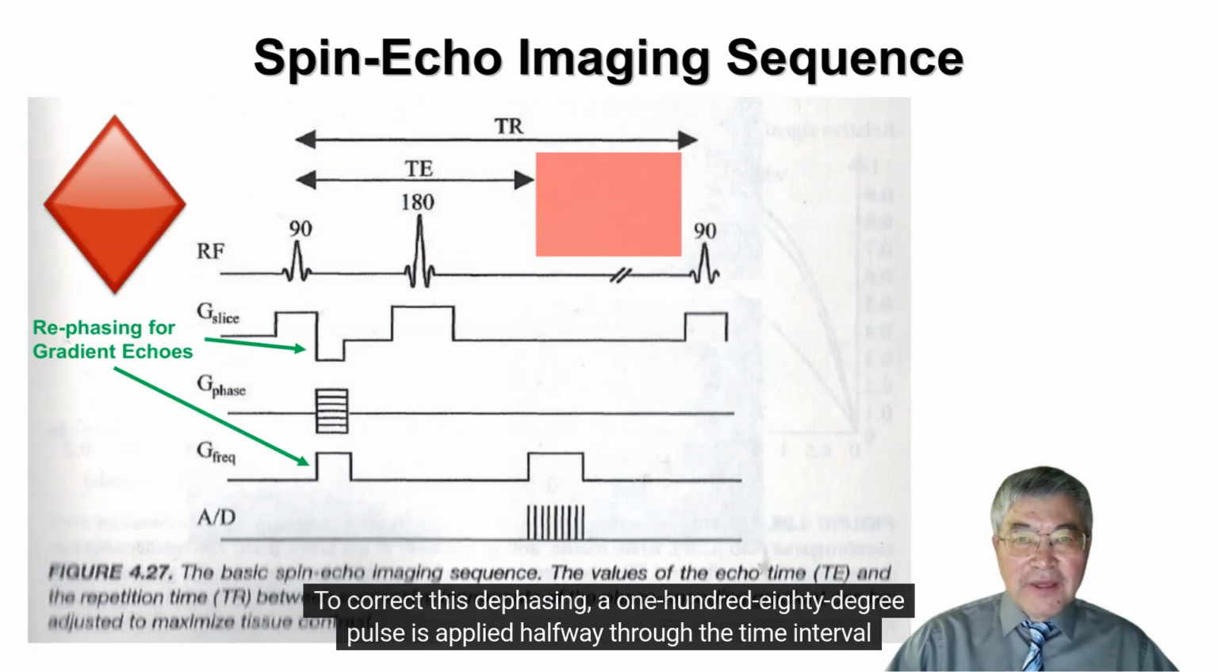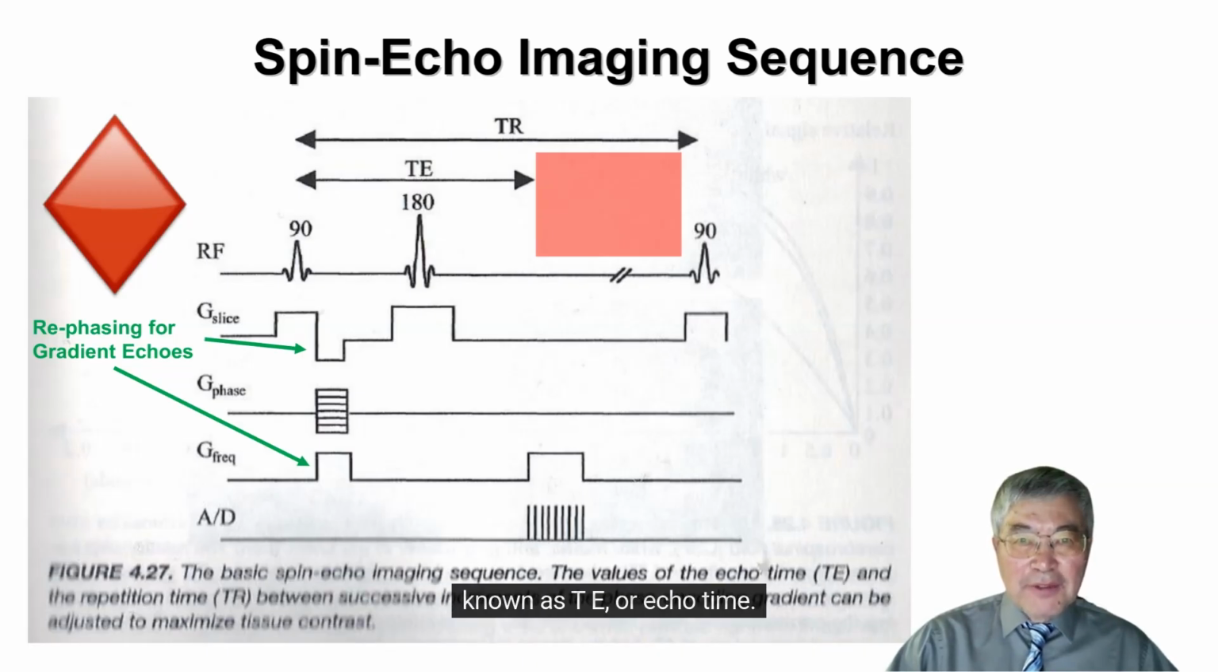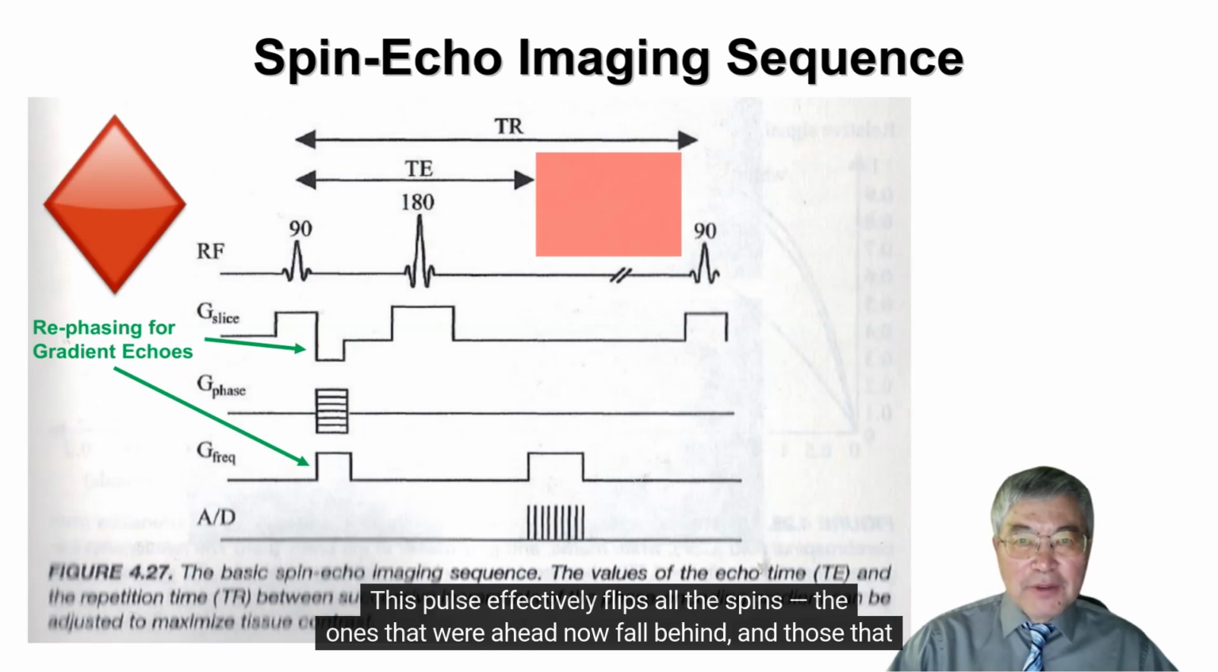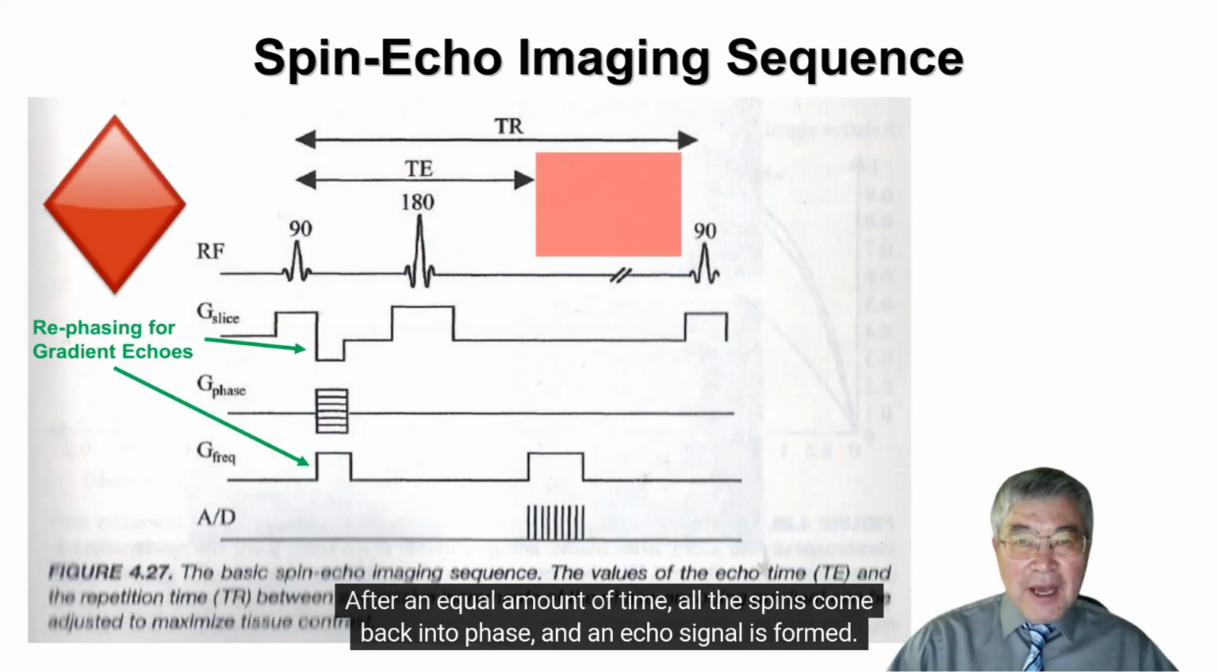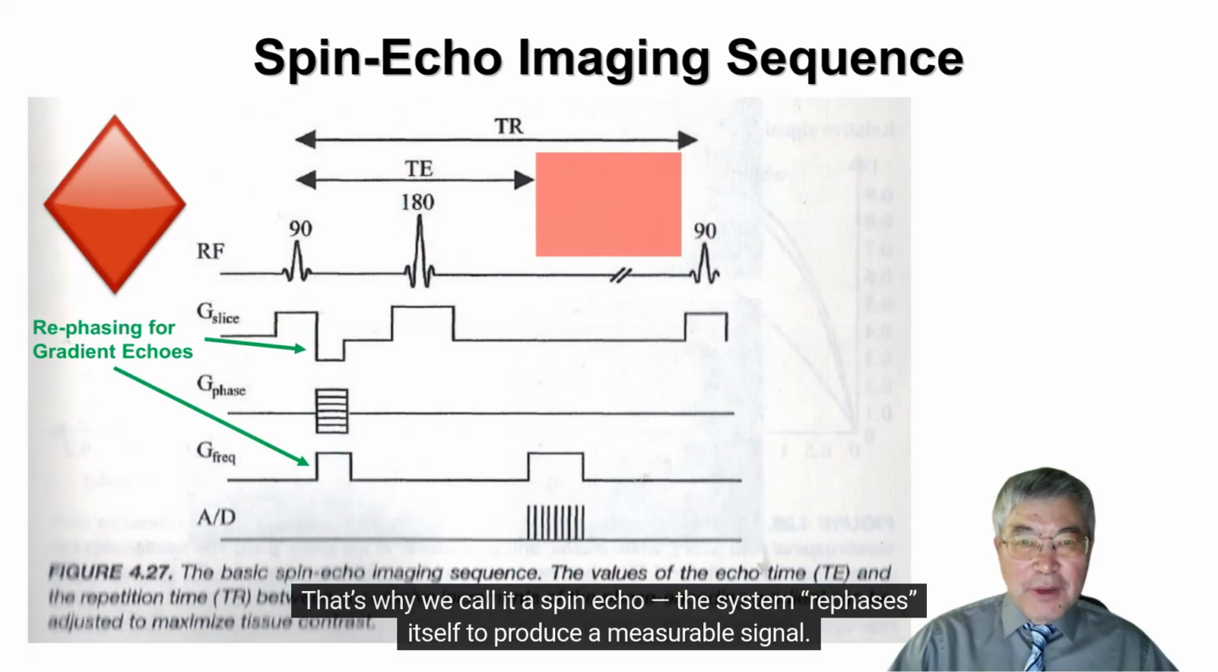To correct this dephasing, a 180-degree pulse is applied halfway through the time interval known as TE, or echo time. This pulse effectively flips all the spins. The ones that were ahead now fall behind, and those that were behind move ahead. After an equal amount of time, all the spins come back into phase and an echo signal is formed. That's why we call it a spin echo. The system rephases itself to produce a measurable signal.